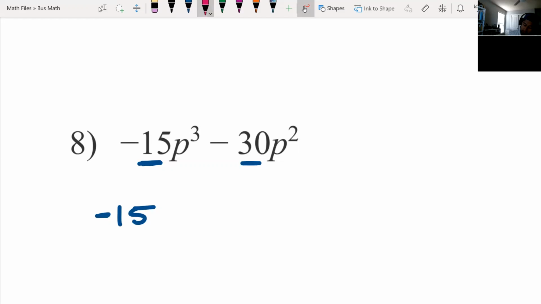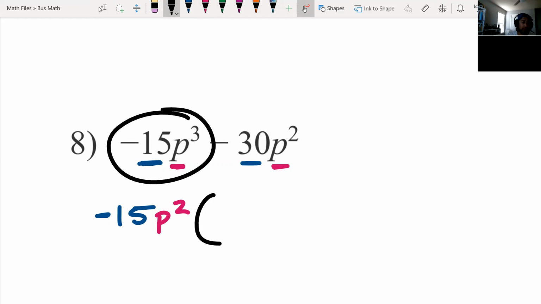And then for p cubed and p squared, what's the common factor there? P squared. There we go. And now take -15p squared from -15p cubed. What are we going to be left with? Just p.